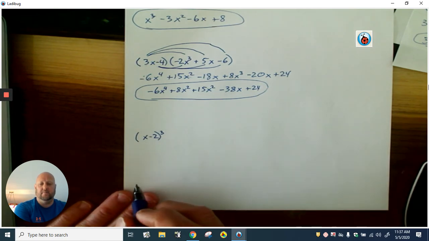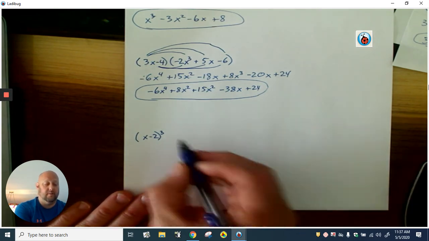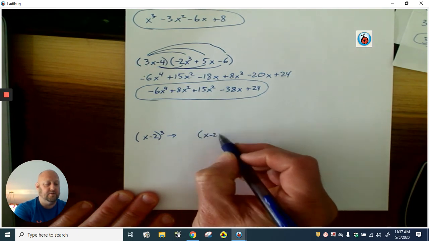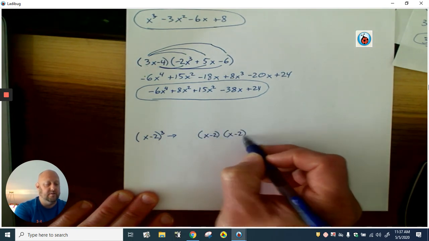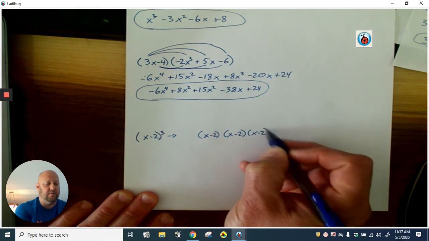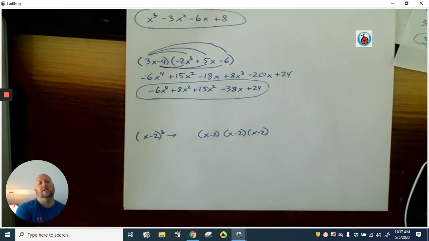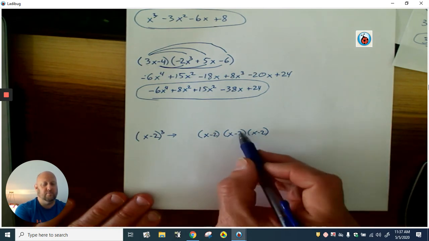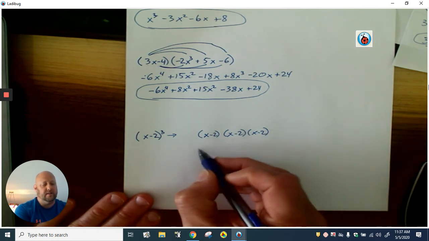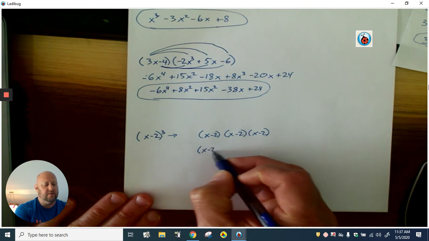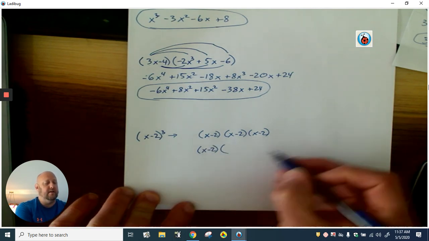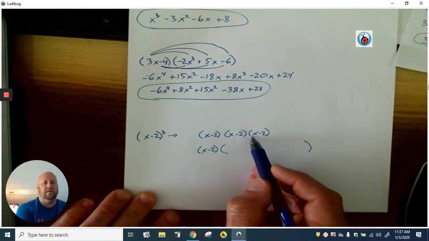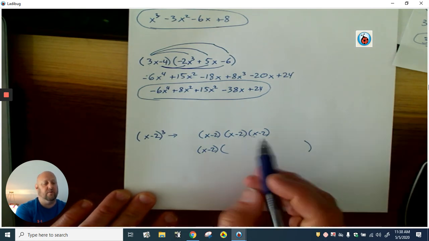What happens if you have something like x minus 2 cubed? Well, remember, you have to think of that as x minus 2, x minus 2, and x minus 2. 3 things multiplied together. So what we're going to do is we're just going to pick 2 of those and multiply these together. Let's just pick one. I'll pick the first one and just leave that alone. And then we're going to multiply just these 2 together. And again, binomial, binomial, we can FOIL.